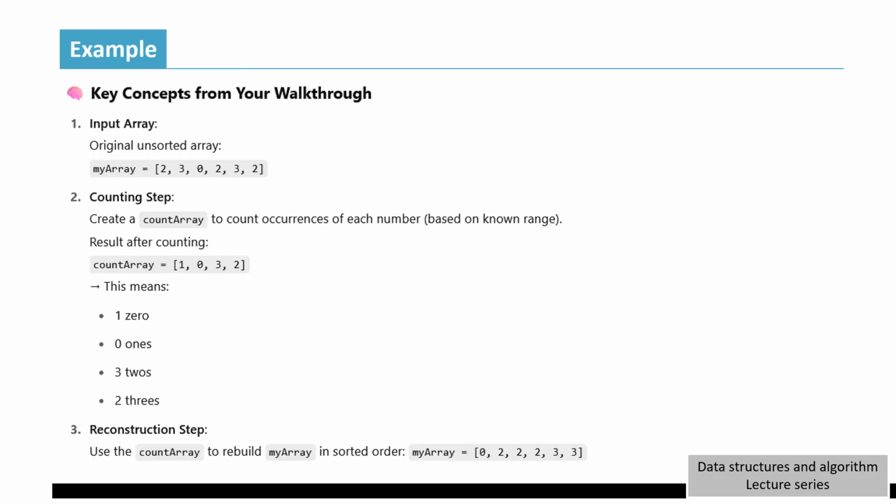So with a numerical example, let us understand the key concepts. Suppose this is the input array given by the user: 2 3 0 2 3 2. Now the next step is the counting step. We are counting how many times 0 is appearing. So 0 is appearing one time. Then 1 is appearing 0 times. Then 2 is appearing 3 times.